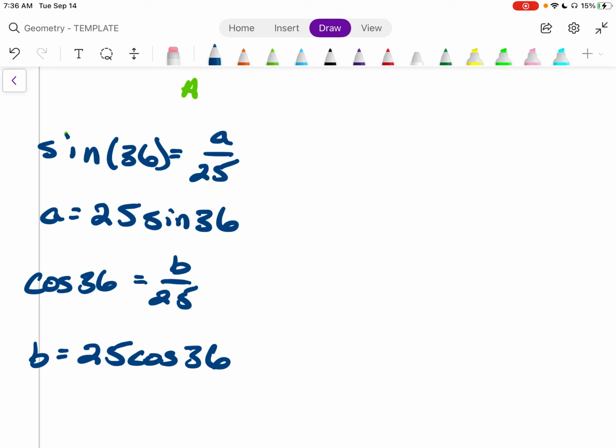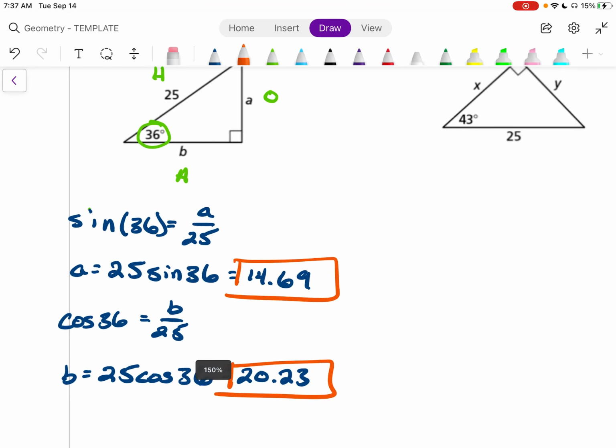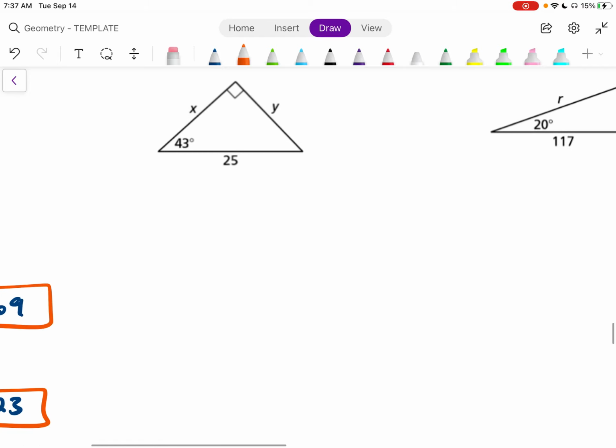I'll go ahead and type these in my calculator now. 25 sine 36 is going to be 14.69. And 25 cosine 36 is 20.23. All right, there we are. Moving on to the next one.